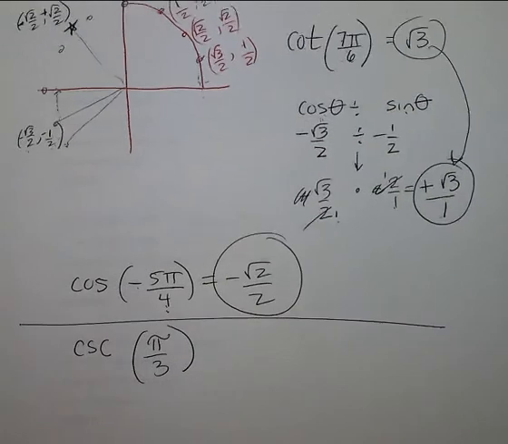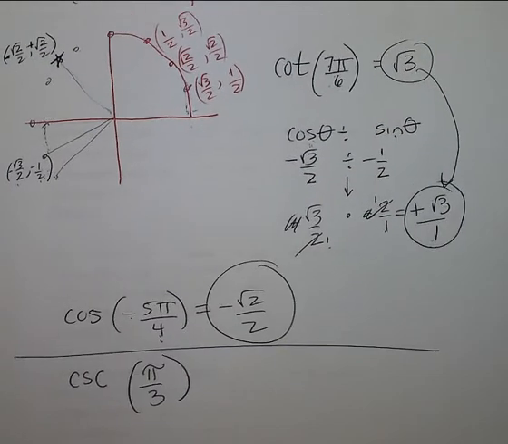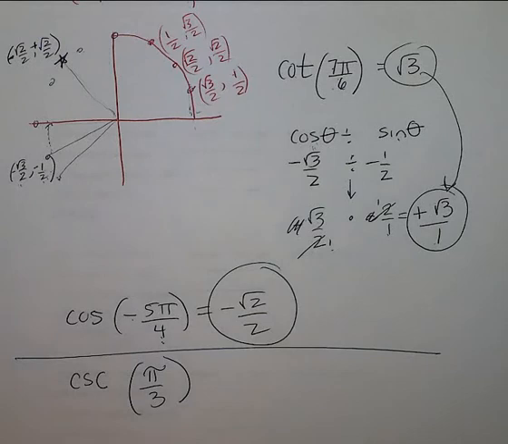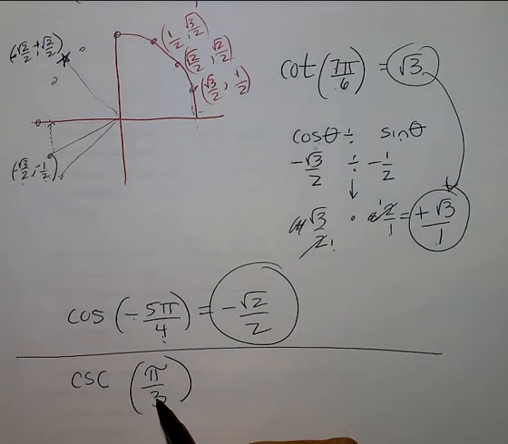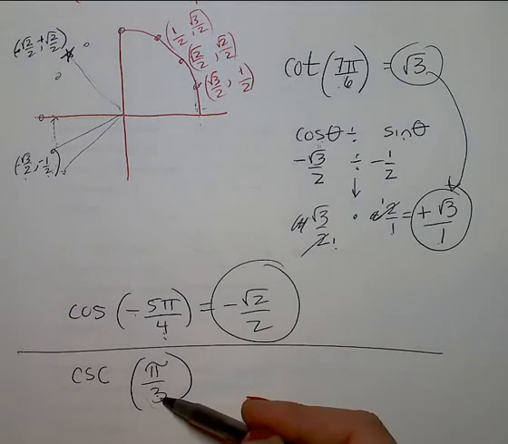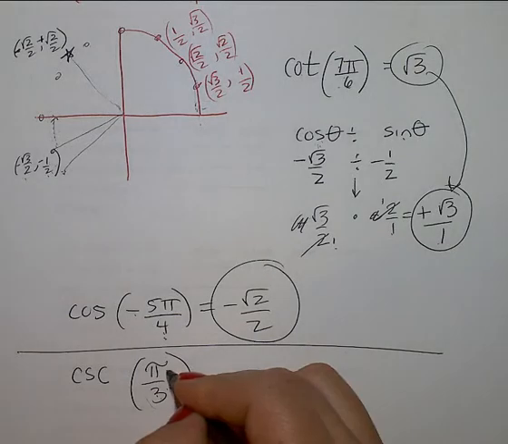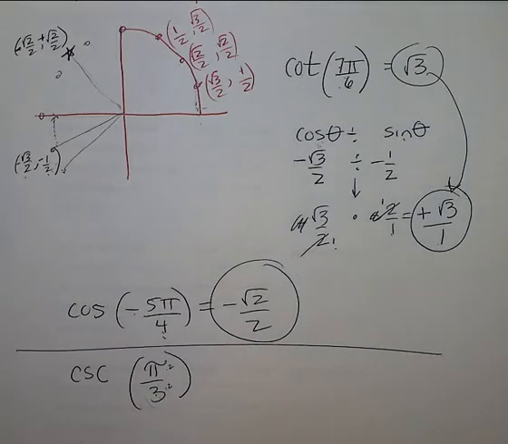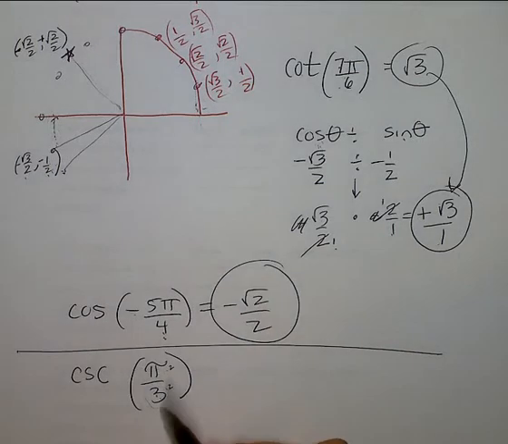Step 1, we need to locate where pi over 3 is on the unit circle. Now remember, for the ones we have memorized, our denominator can be turned into a 6 or a 4. So am I going to turn this into a 6 or a 4? A 6. I'm going to do that by multiplying by 2 and multiplying by 2. You may have memorized where pi over 3 is. Good for you. But not everybody has. So really this is equivalent to 2 pi over 6.